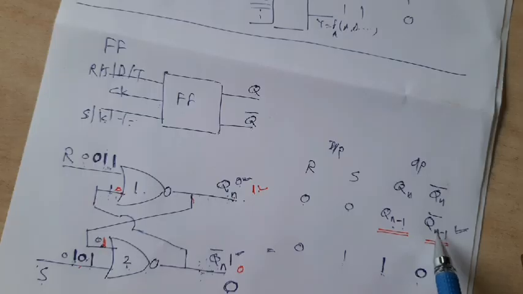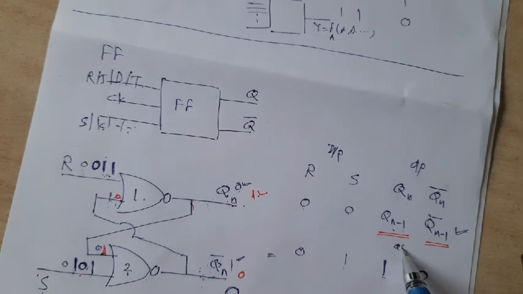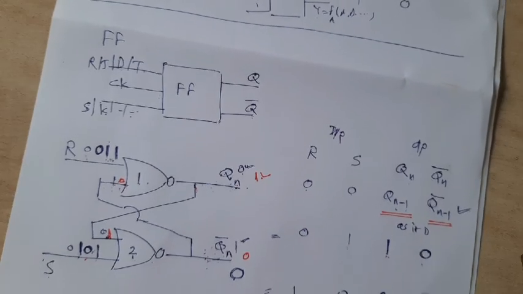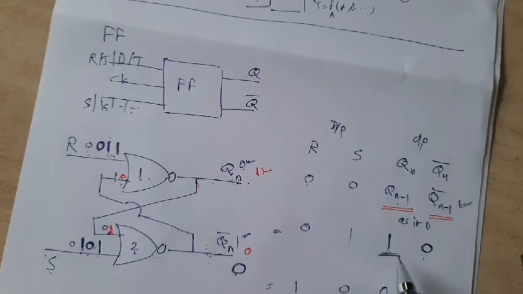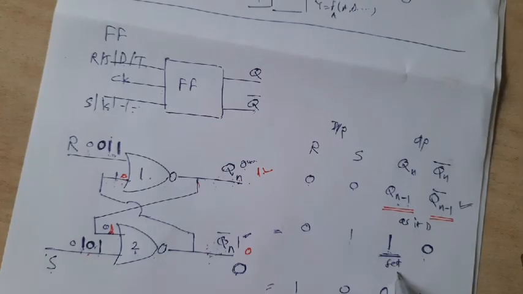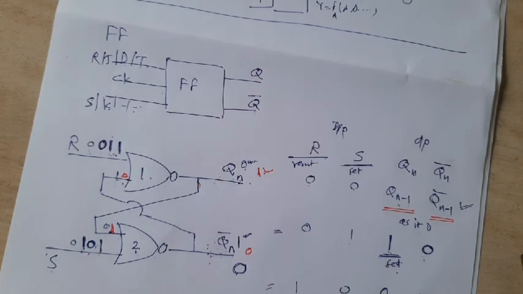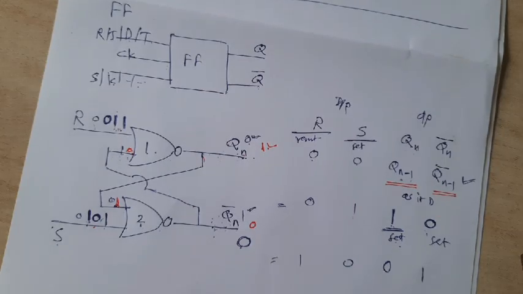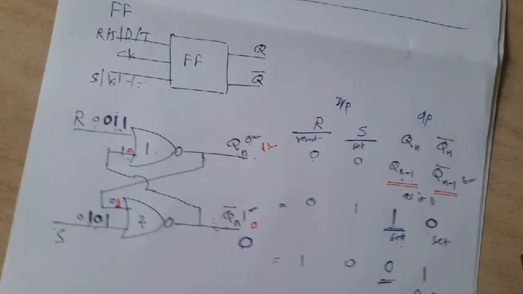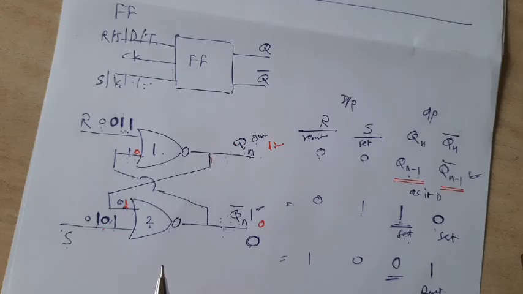What happens here? Here the output remains as it is, and so I will call this no change. There is no change in the output. Here what happens? It gets set. Here it is set. Therefore this input is known as set input. This is known as reset input, and Qn gets set. Therefore this state is known as set state. Obviously this is known as reset state because the output becomes 0. Right? And this circuit behaves as an RS flip-flop.